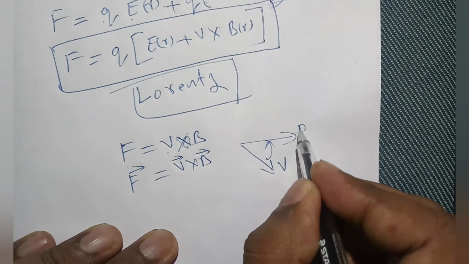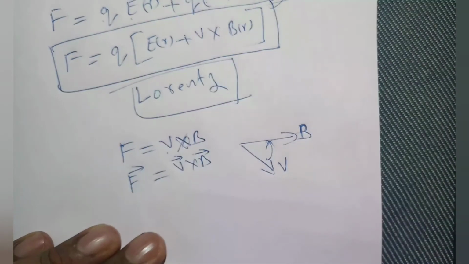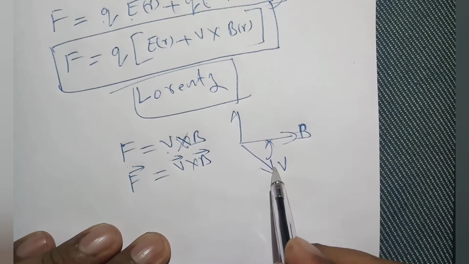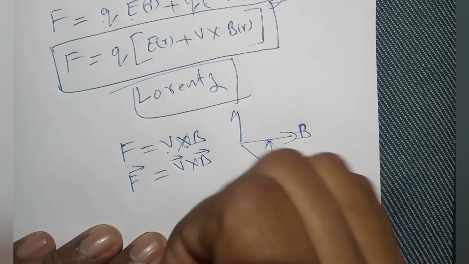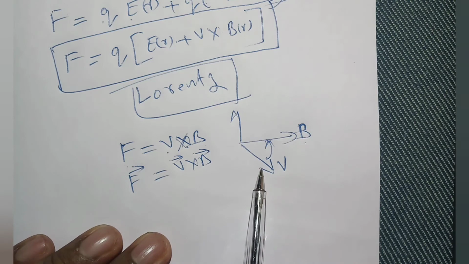V is this one, B is this one. So you have to use the right hand like this towards upside. So it will be perpendicular to both V and B. You have to use the right hand rule for this one. Okay, so using the right hand rule, we can find which is the direction.